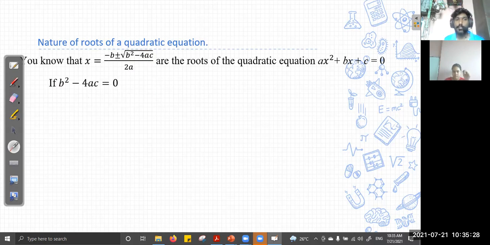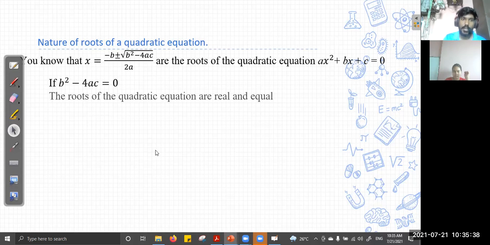Okay. Now, if b squared minus 4ac is 0, then the roots are said to be real and equal. If the discriminant after solving you get 0, then the roots are called real and equal.